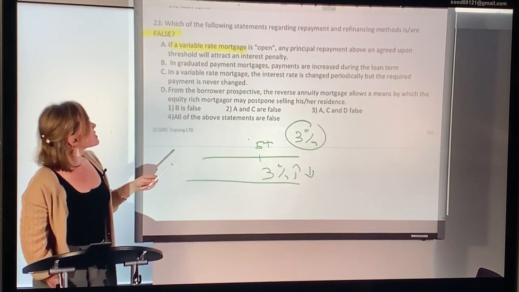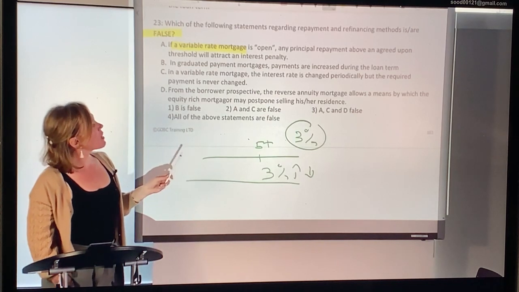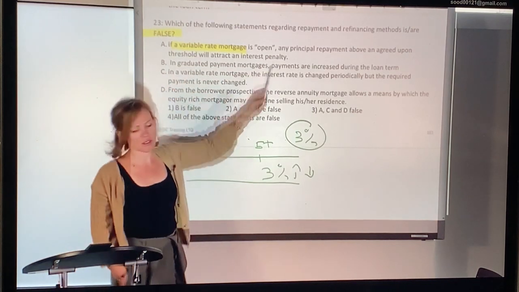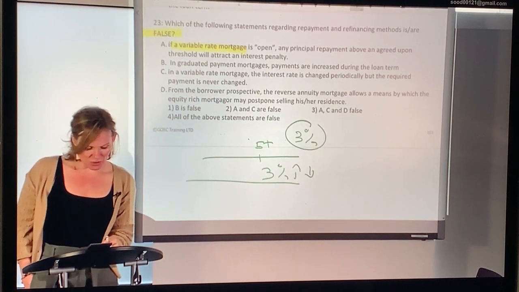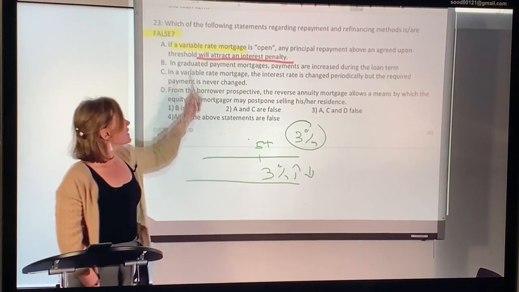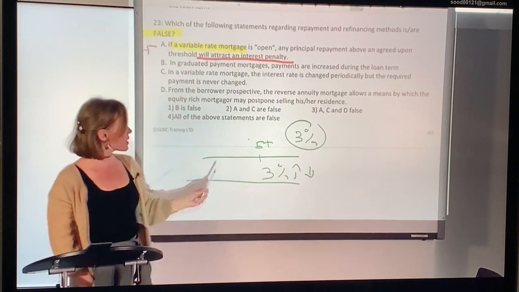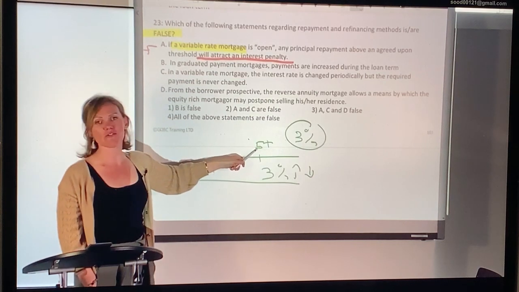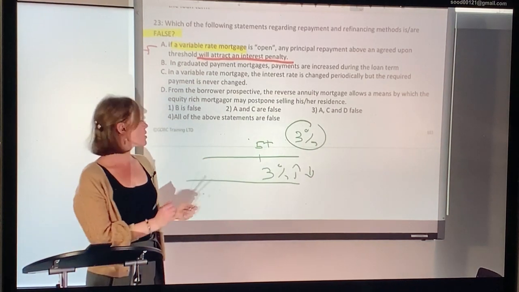So let's see what happens. It says variable rate mortgage is open. Any principal repayment above an agreed upon threshold will attract the interest penalty. Now, just because it says interest penalty, is that true? Will attract the interest penalty? That's definitely false. Why? Because it does not attract on a variable rate mortgage. It will attract on a fixed one. Okay, so if it's a fixed rate, then yes, it will, but not on a variable one.